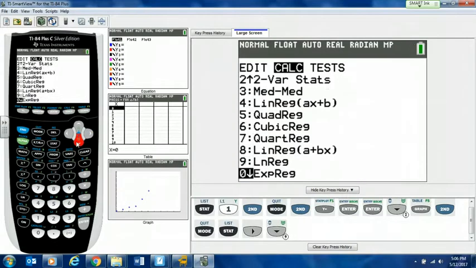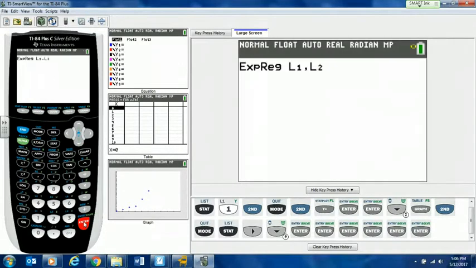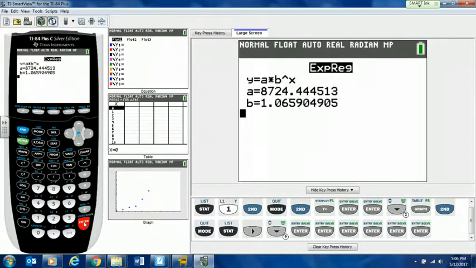In this case, I think it is 0. It is. So I select exponential regression, 0, and press enter. Again, X list and Y list, so L1 and L2, and then calculate. And here we have it. Here's our exponential regression equation. We have y equals a times b to the power of x. Now I'm just going to write this down. You're always going to want to go to 2 decimal places.